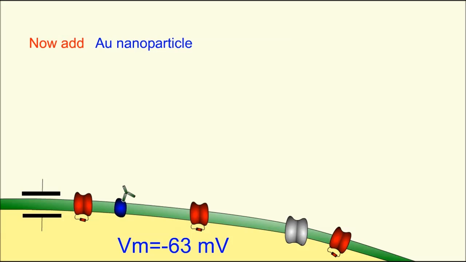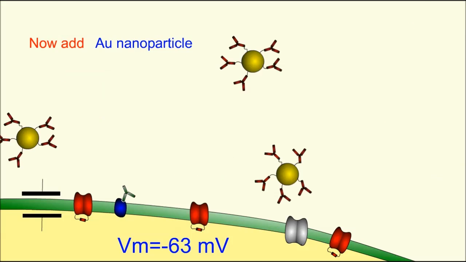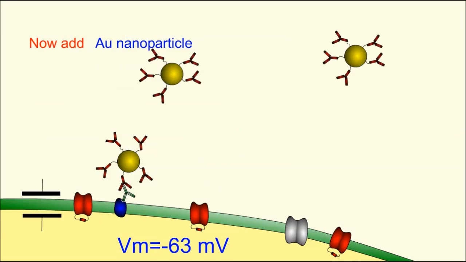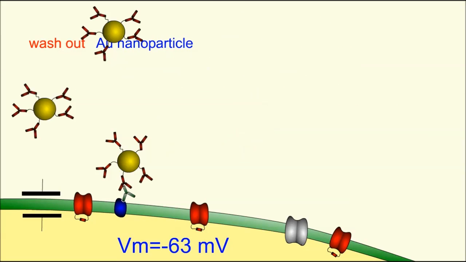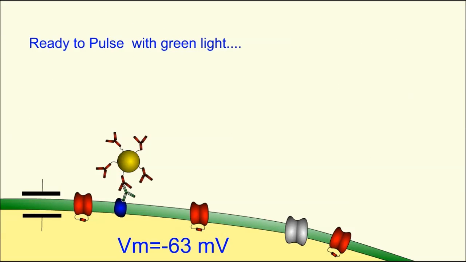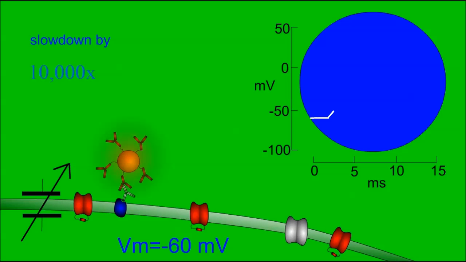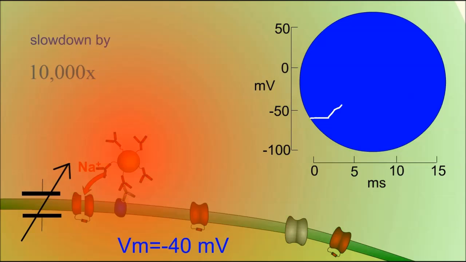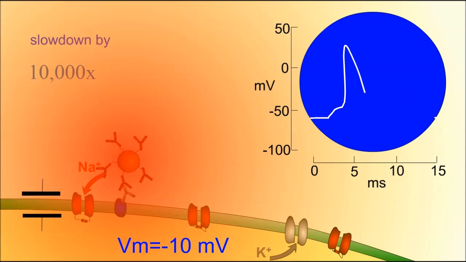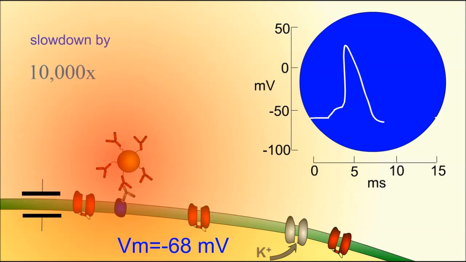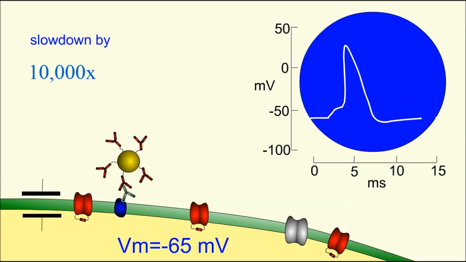We next add gold nanoparticles conjugated to secondary antibodies, followed by washout of unbound nanoparticles. This yields nanoparticles anchored to the membrane antigen through an antibody linkage. Now, a brief pulse of green light absorbed by the nanoparticle is transduced into a brief localized pulse of heat that causes a transient increase in membrane capacitance. This leads, in turn, to cell depolarization. If threshold potential is reached, voltage-gated channels open and an action potential is triggered.